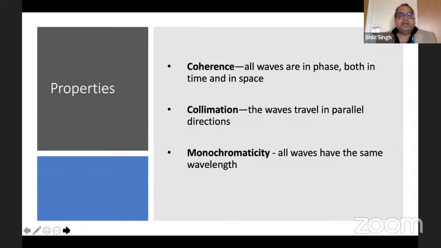So like I said, these photons which are released are coherent. That is, all waves are in phase, both in space and time. And they're collimated, that is, they travel in parallel lines, so they can travel any distance. They do not meet, so they can keep traveling. And the waves are monochromatic, they have absolutely the same wavelength. So these are the three properties of laser beams: they are coherent, collimated, and monochromatic.